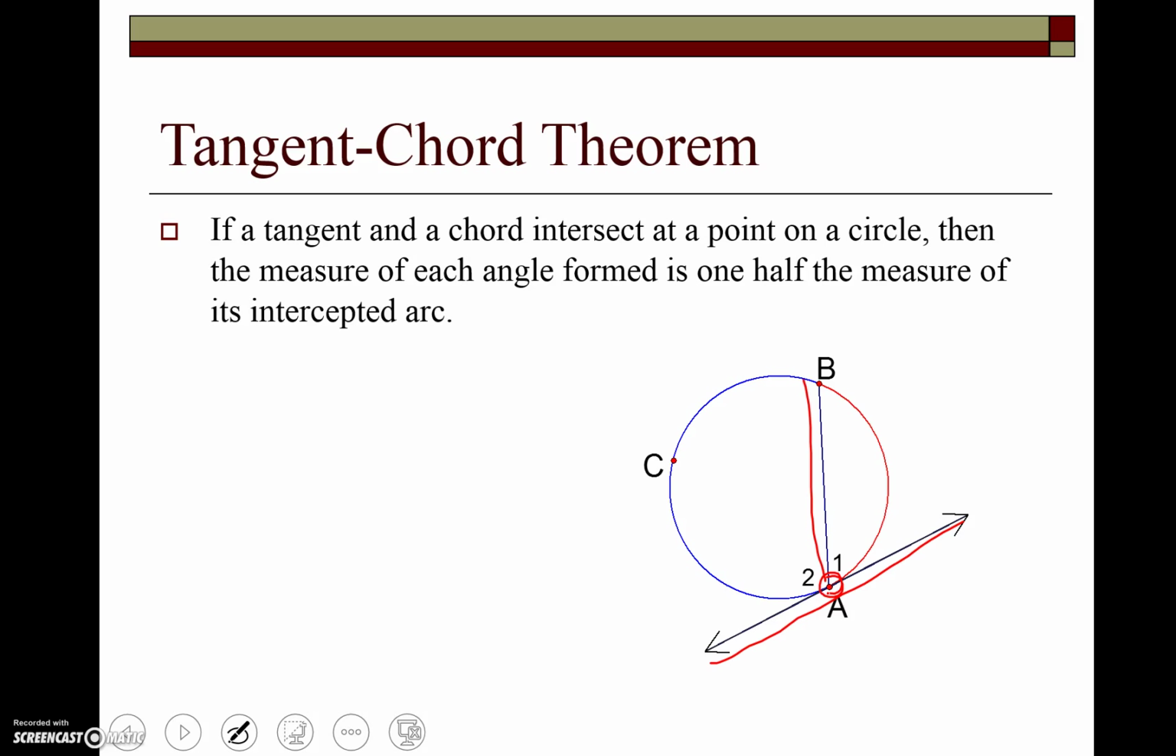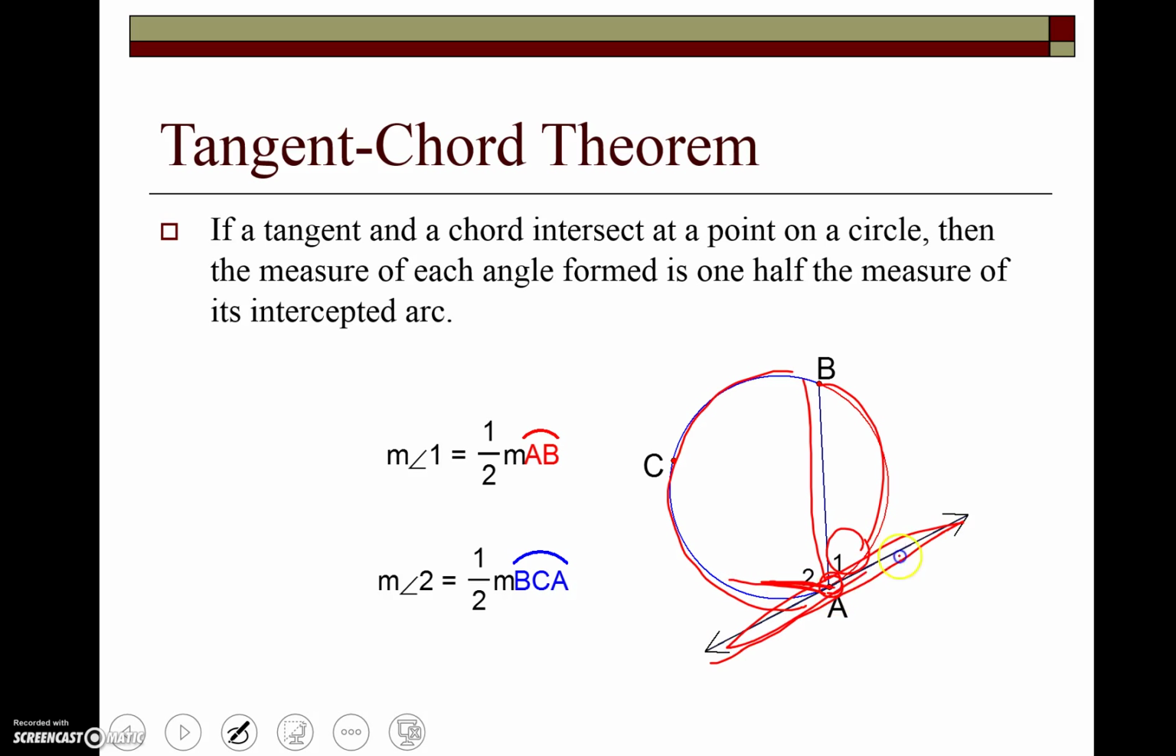This is very similar to an inscribed angle. The measure of this angle 1 is going to be 1/2 of that arc there, and the measure of angle 2, similarly, is going to be 1/2 the measure of that arc BCA right here. So it's like the inscribed angle where it's 1/2 of the intercepted arc. The only difference is that we don't have a second chord sticking out here. It is actually what is formed when we connect to the tangent sitting right there.